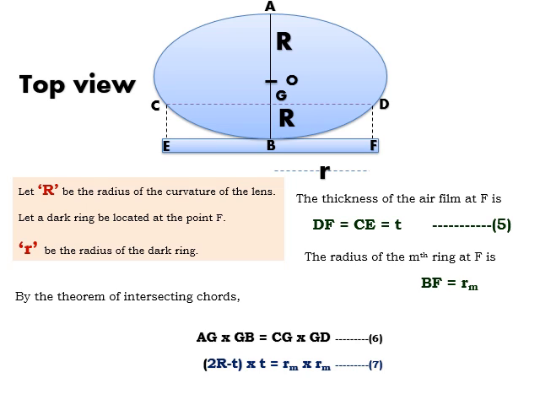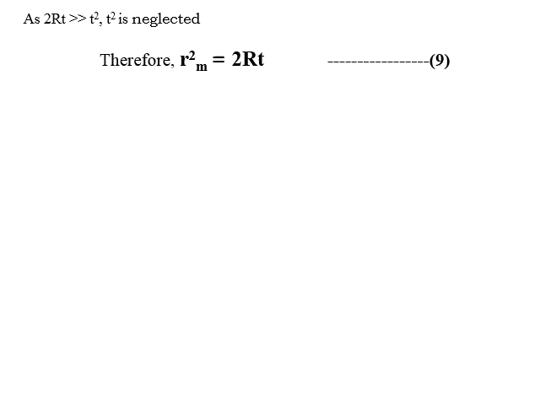AG is nothing but 2R minus T. GB is equal to DF, and we have seen in equation 5 that DF is nothing but T. So we have taken T over here. CG and GD are equal to EB and BF. That's why all are equal, and that is nothing but Rm, the radius of the mth ring. So we have taken this as equation number 7. Ultimately we will get R square m is equal to (2R minus T) multiplied by T. We have just rearranged this equation.